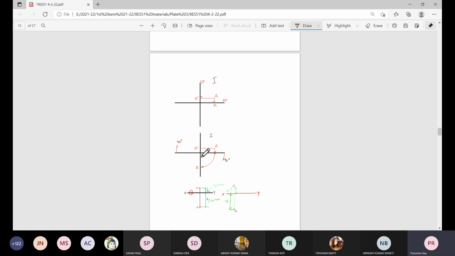Now, this distance from the horizontal plane and this distance from the vertical plane are indicated here. The distance from the horizontal plane is the lower one, with reference to the XY line; this is the HP side. So this is the distance of this view from the other plane, and this is the distance of this view from the ground line or XY line from the other plane, that is VP.